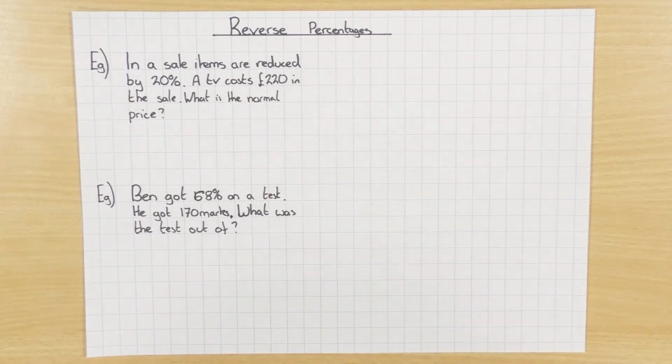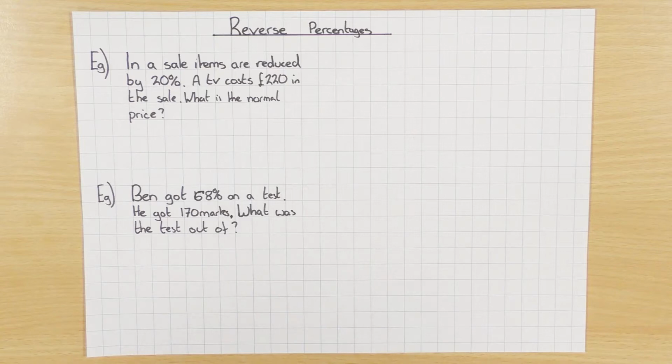Hi guys, in this video I'm going to show you how to do reverse percentages. All that means is that you're trying to find the original amount after it's been increased or decreased by a certain percentage. There's two ways I'm going to show you. One of them is using our decimal multipliers, which you should have seen in all my other percentages videos. And the other one's using what we call the unitary method.